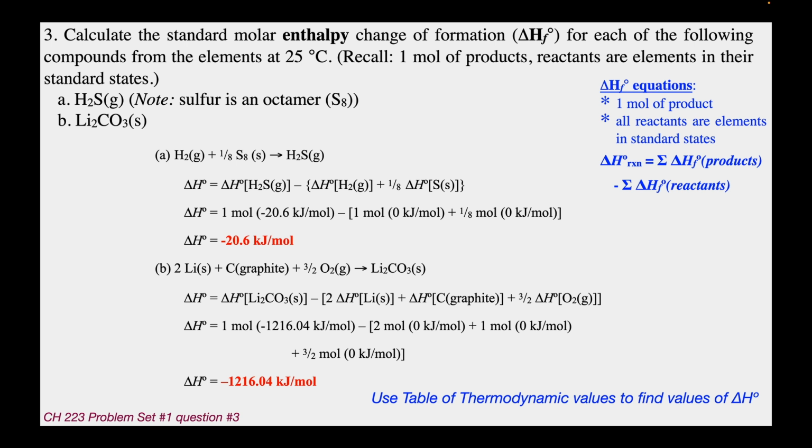That's the heat of formation reaction. Now, the delta H for this will be products minus reactants, the lithium carbonate minus the lithium, graphite, and oxygen. But once again, you can see that the lithium, graphite, and oxygen are all elements in their standard states. They all have delta H values of 0. So delta H of formation is literally minus 1216.04 kilojoules per mole.